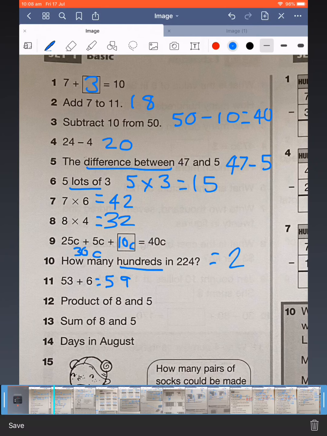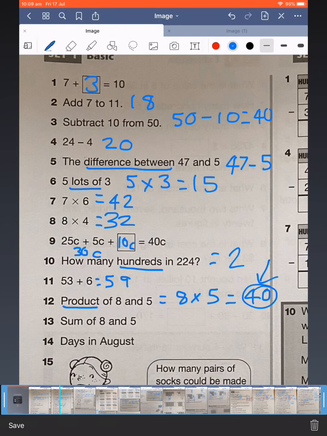The product of 5 and 8. Now that's a word you might not have known before, but product means times. Well done if you knew that. That's great. The product has to do with multiplication, but it actually means what the answer is at the end. So 8 times 5 equals 40. This number at the end here is called the product. Whenever you times two numbers together, the answer is called the product.